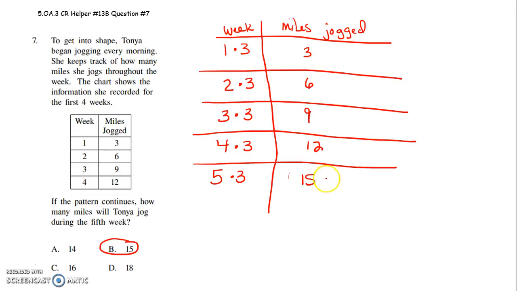And the whole point is repeatedly adding 3 every time really means we're multiplying by 3. Multiplication is just repeated addition. All right, I hope that helped.